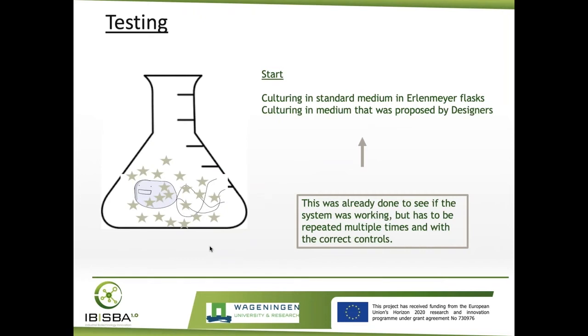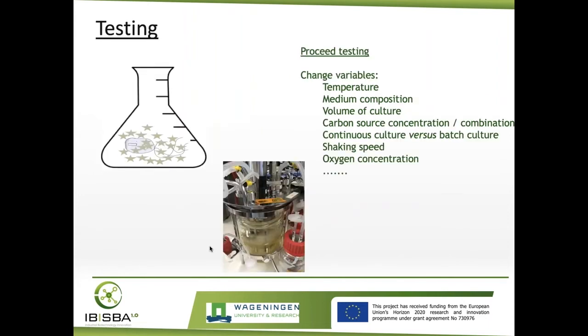So typically, people would start by culturing the modified microbe in a standard medium in Erlenmeyer flasks, culturing in a medium that has itself been proposed by the designers, because in many cases there is quite a deal of medium optimization to be done to make sure that this does not limit the growth of the host. And this now has to be done multiple times and with correct controls to make sure we have sufficient optimization. So we need to proceed with testing.